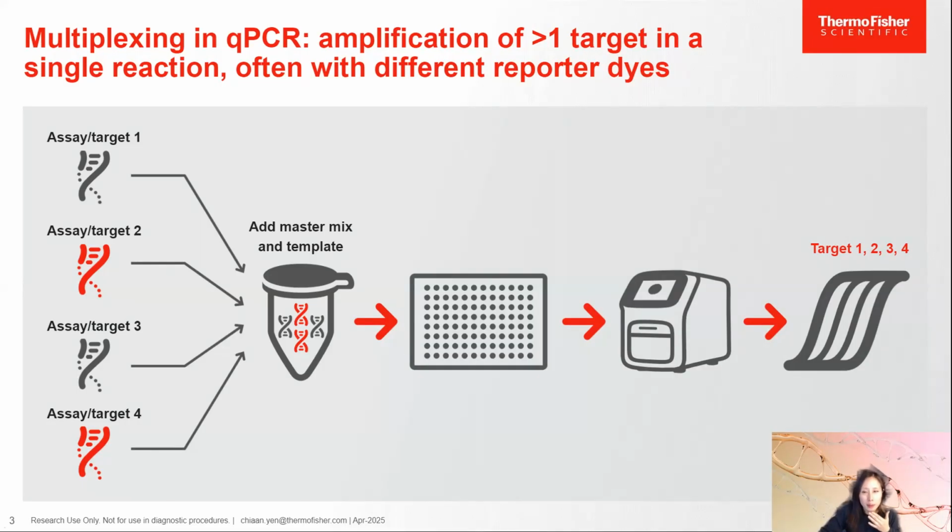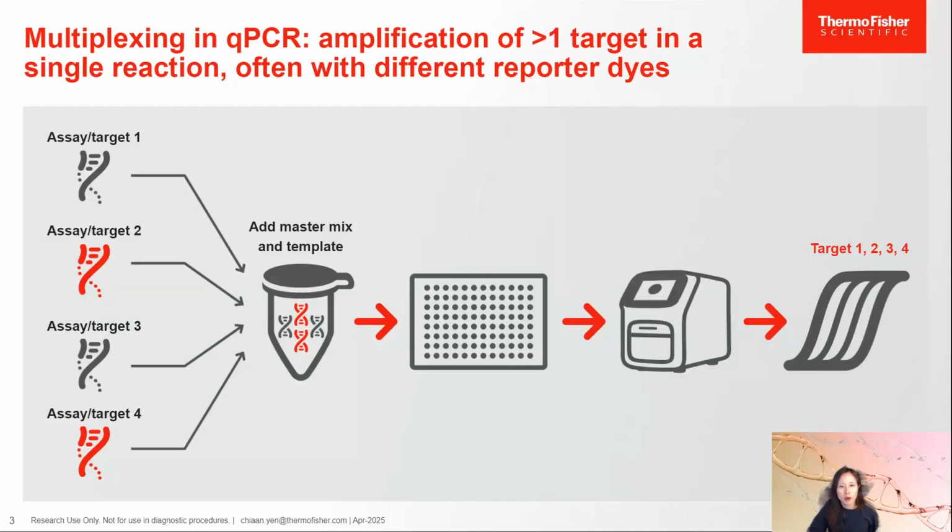There are other types of multiplexing where you may put 2 different targets on the same dye and so forth. But generally, this is only done with the TaqMan chemistry because in SYBR, you're not able to do that because the dye will intercalate any double-stranded template.